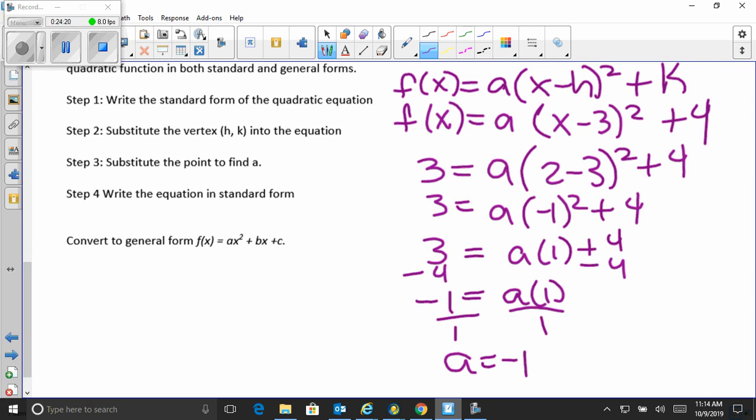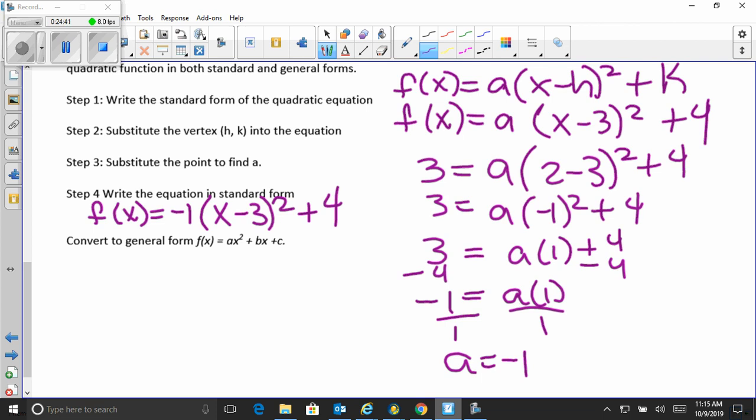So our equation in standard form is f of x is equal to negative 1. We don't necessarily need to put the 1. x minus 3 squared plus 4. And there's our equation in our vertex or standard form.